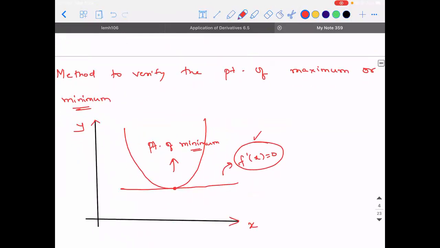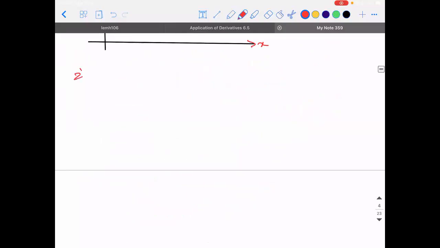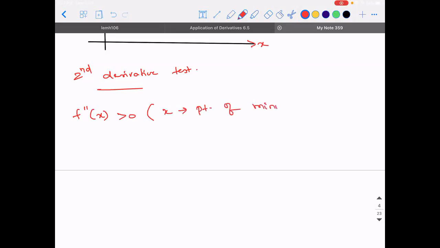So this is called the first derivative test. In order to overcome this discrepancy, they have come up with the concept of a second derivative test also, which makes use of the limits concept. The second derivative test is like this. Find f double dash of x, and if it comes out to be greater than 0, then x is a point of minimum.